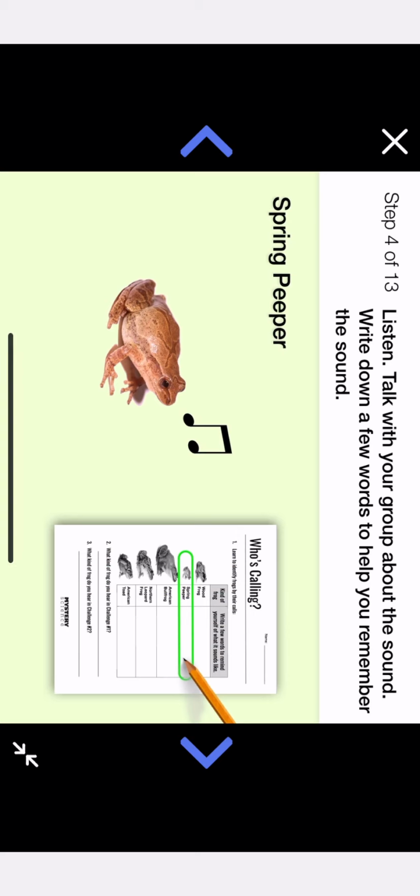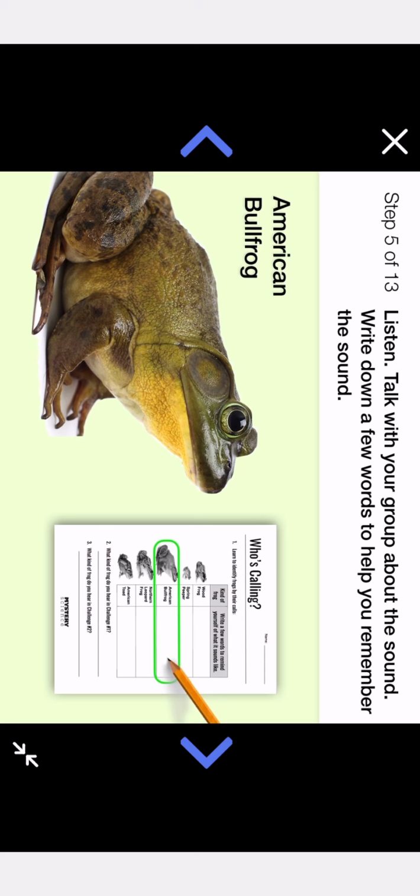Okay, write down a word that describes the sound that the spring peeper makes. All right, next is the sound of American bullfrogs. Listen to this and then talk with your group and write down a few words to help you remember the sound. Here we go.